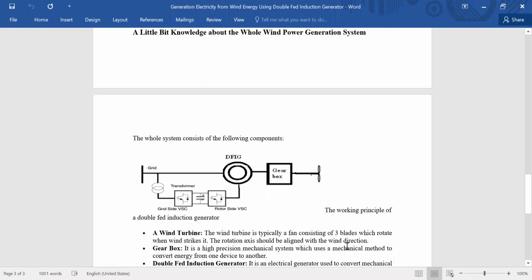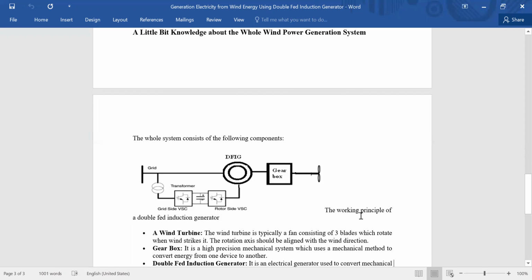So here we are having a grid. The doubly-fed induction generator is there. There are two sides, that is the rotor side and the stator side. So the working principle of a wind generator, the induction generator. Here we are having a transformer also.